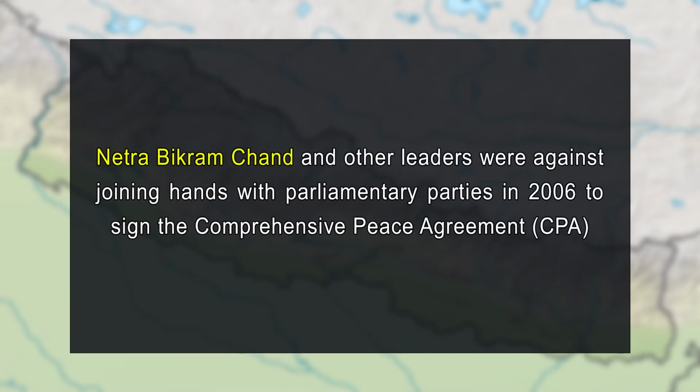Since joining the peace process in 2006, the Maoist group has split more than 4 times. One of the offshoots is the Chand-led Communist Party of Nepal, which claims to be an original Maoist party. Chand and other leaders were against joining hands with parliamentary parties in 2006 to sign the Comprehensive Peace Agreement.